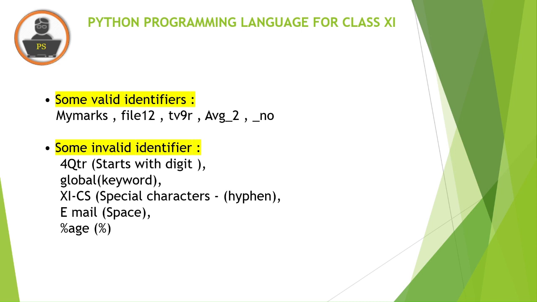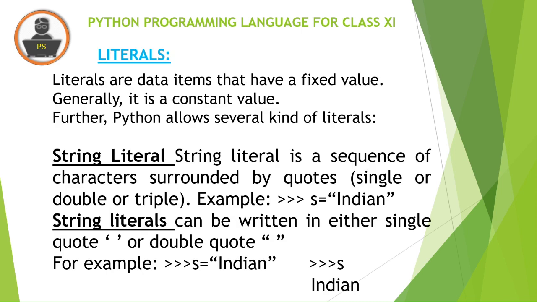Okay, now next one is literals. Literals means constant होता है, जिसका value कभी change नहीं होता. Literals are data items that are fixed value. Generally it is a constant value. Further, Python allows several kinds of literals also. A string literal is a sequence of characters surrounded by quotes, single quotes or double quotes or triple quotes maybe also. Suppose I'm just going to give an example of it.